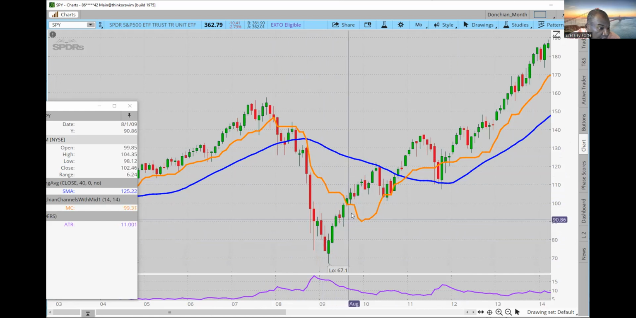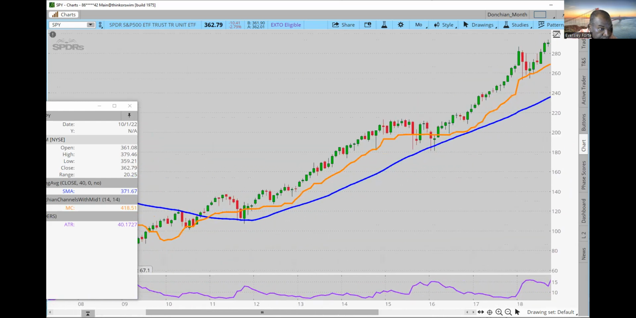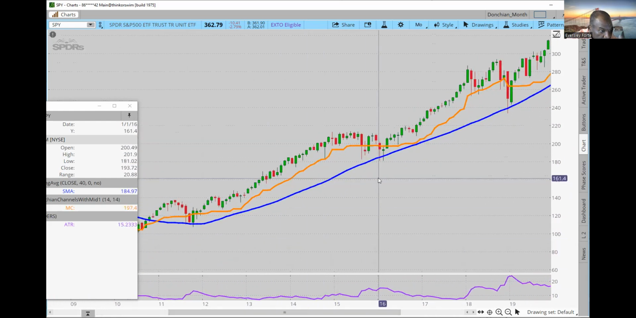And then in 2009 it rallied right back up above the 40, and we've been above it since then. Every couple of years, the price market pulls back to the 40 and continues moving in this uptrend. So we've been in this massive uptrend since 2010. Here, 2016, since 2010, it took several years to even pull back to support levels of the monthly 40.